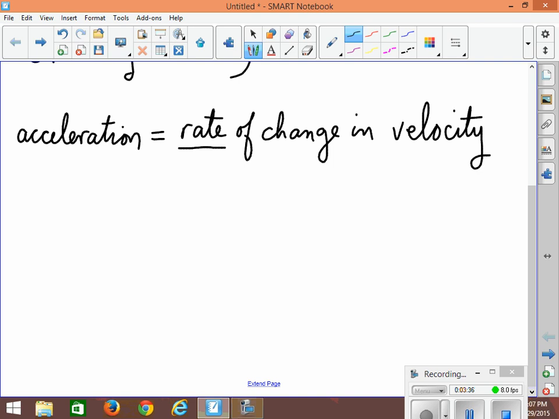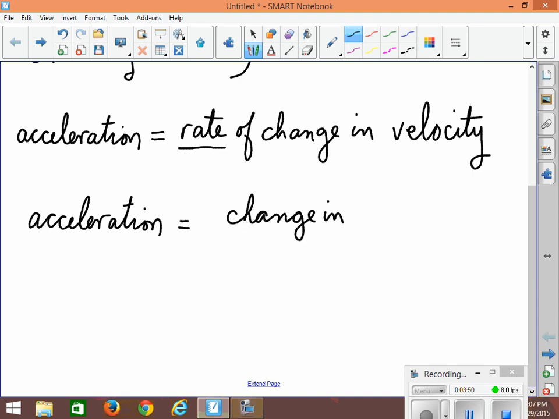And so another way of writing that is this. Acceleration can be thought of as the change in velocity, whatever the change in your velocity might be, divided by or compared to the time involved in making that change.